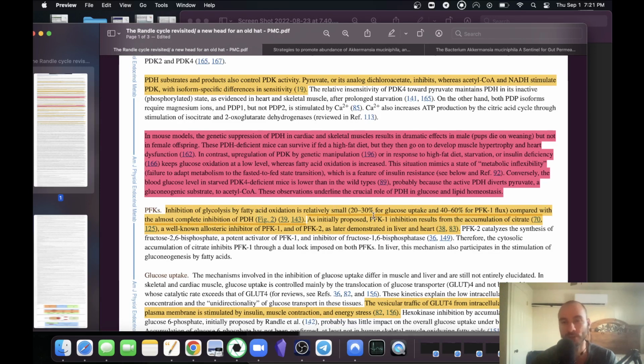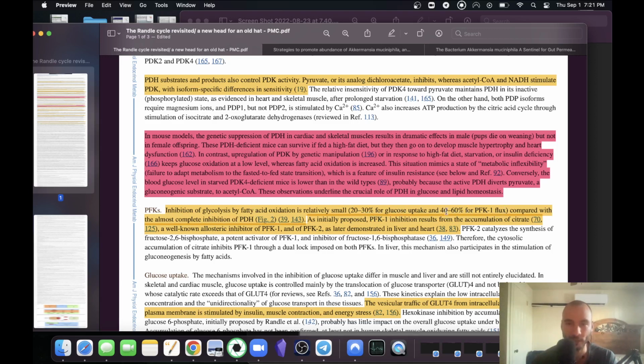And so what they're just saying is there's about a 20 to 30% decreased uptake for glucose due to an increase in fatty acid oxidation. So this would be at hexokinase. And then there's a 40 to 60% decrease in flux through phosphofructokinase 1.